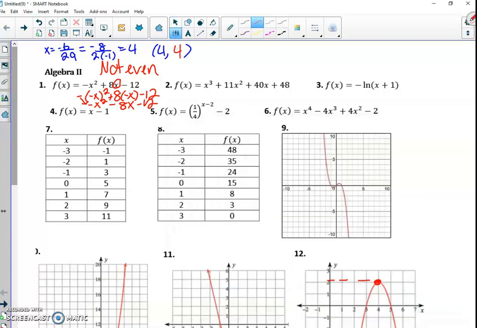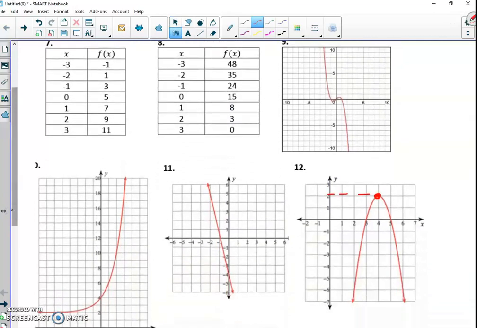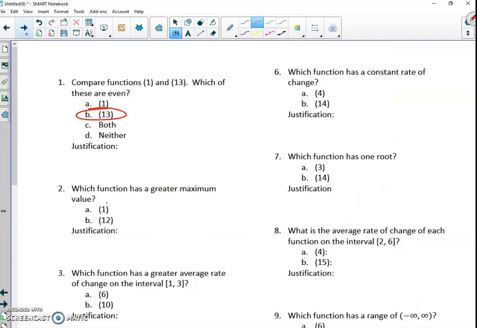So the highest that one goes is 4, and the highest the other one goes is 2. So obviously number 1 is going to go higher. Number 1 goes higher. Justification: it goes to 4, the other one goes to 2.